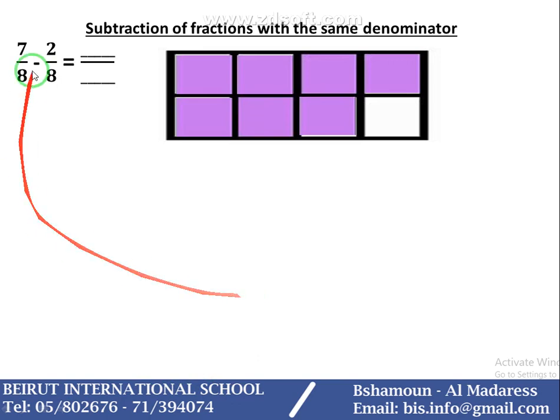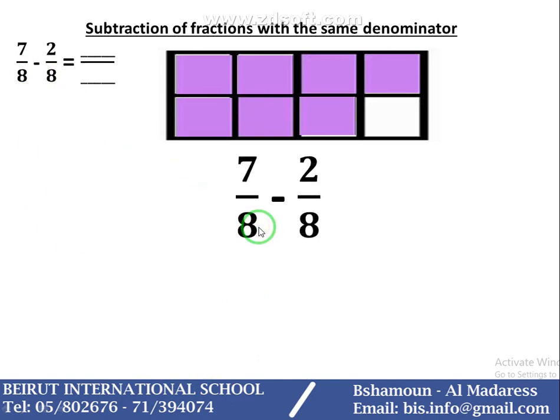Now let's move to subtracting two fractions and consider with me the following example: 7 out of 8 minus 2 out of 8. Subtracting is taking two shaded parts from the 7 shaded parts, and we get 5 shaded parts out of 8. But what if we don't want to use modeling? We need to use calculations.